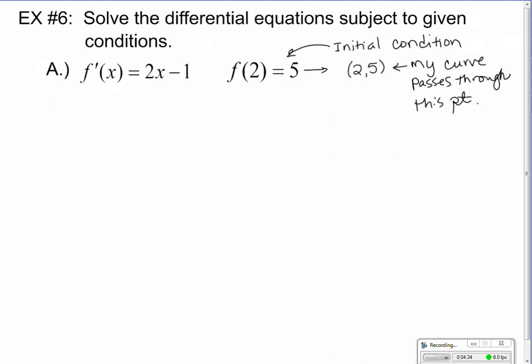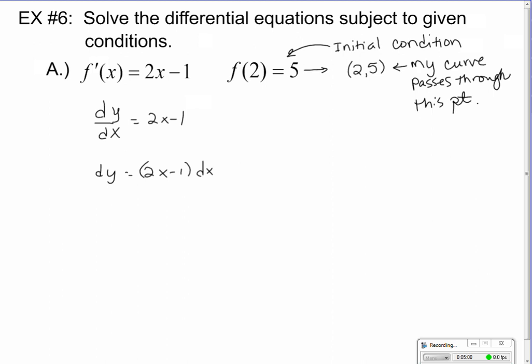Over on the left here, when I see f prime of x, we know we also could rewrite this as dy/dx equals 2x minus 1. They mean the same thing. A derivative, a derivative. So the derivative is equal to 2x minus 1 is what this would read. Let's bring the dx over to the other side, multiply both sides by dx, and I would have this.